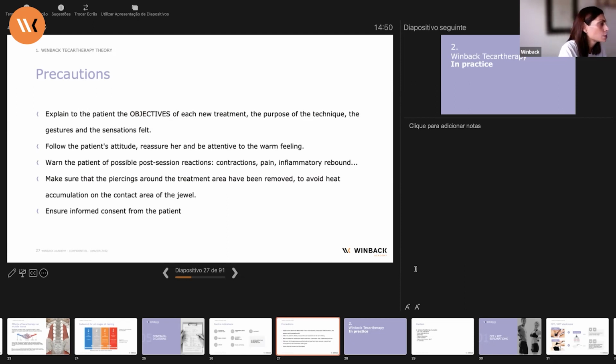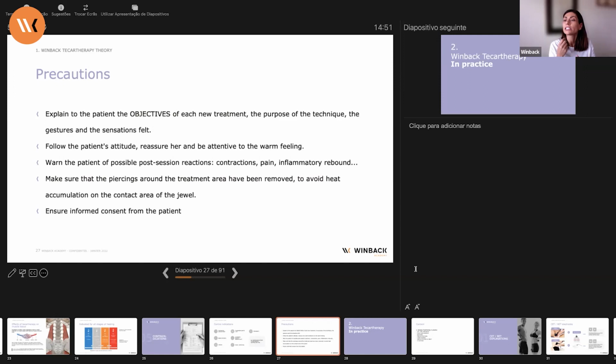So about the precautions, what we really need to know: we have to explain to the patients the objectives of each new treatment, the purpose of the technique that we are applying, and the gesture and the sensation that she or he can feel. So the thermal effect, the sensation of the little contraction, you have to tell her. You have to follow the patient's attitude, reassure her, and be attentive to the warm feeling. So in the beginning, we use lower intensities.